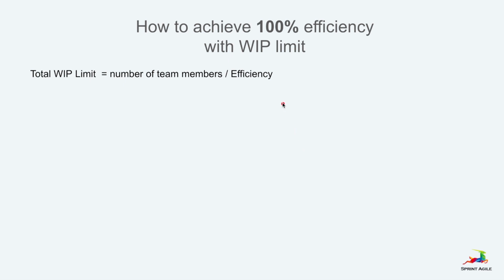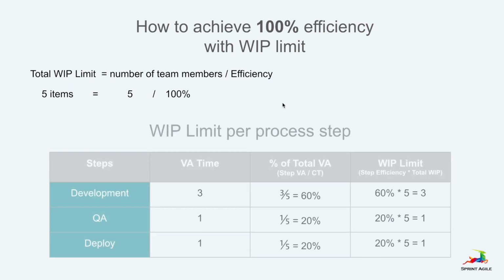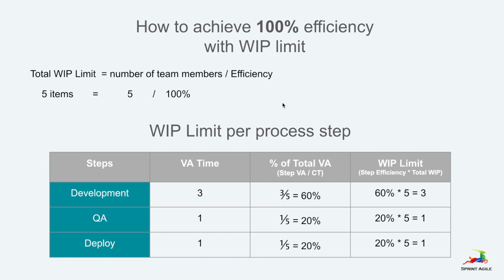Alright, so now if we want to achieve 100% efficiency with the same team, then we shouldn't have more than 5 items in the entire process. And that means we shouldn't have more than 3 items in development, 1 in QA and 1 in deploy, which means one person in the team only works on 1 item at a time, and that will be 0 context switching, and that gives us 100% efficiency.